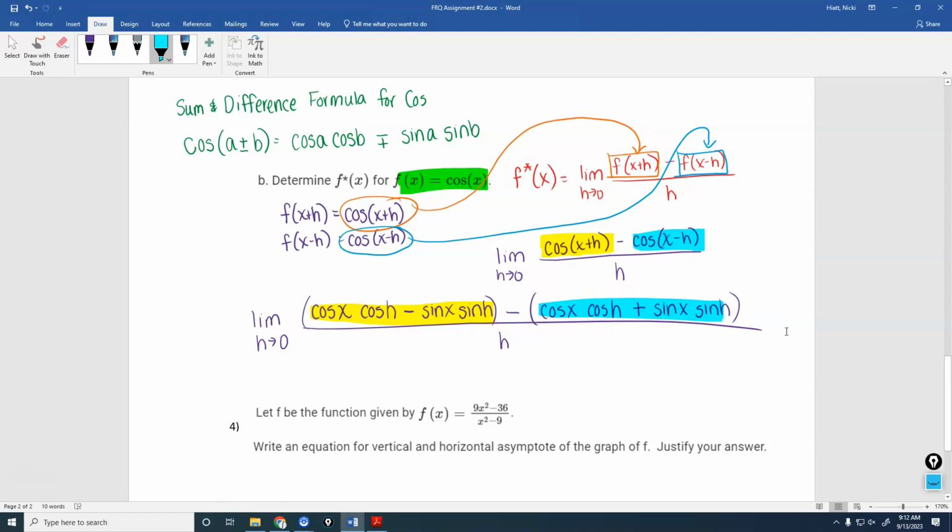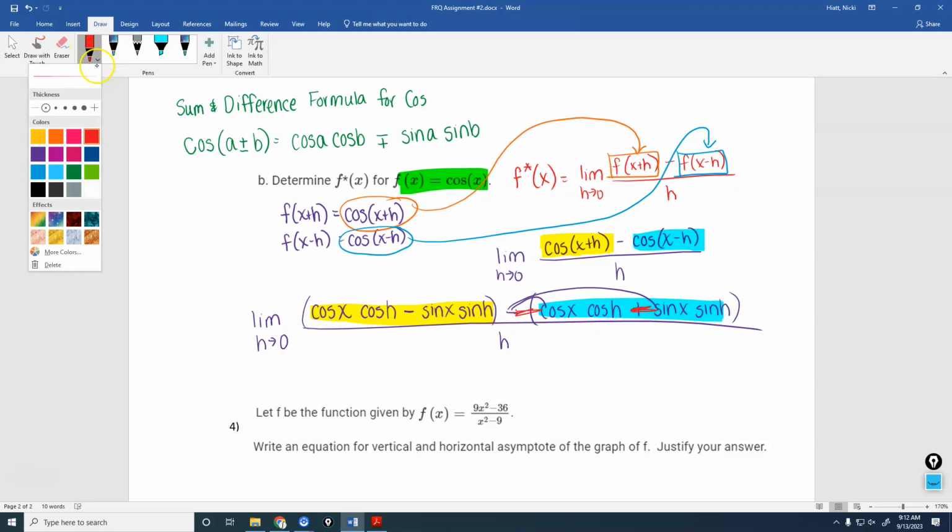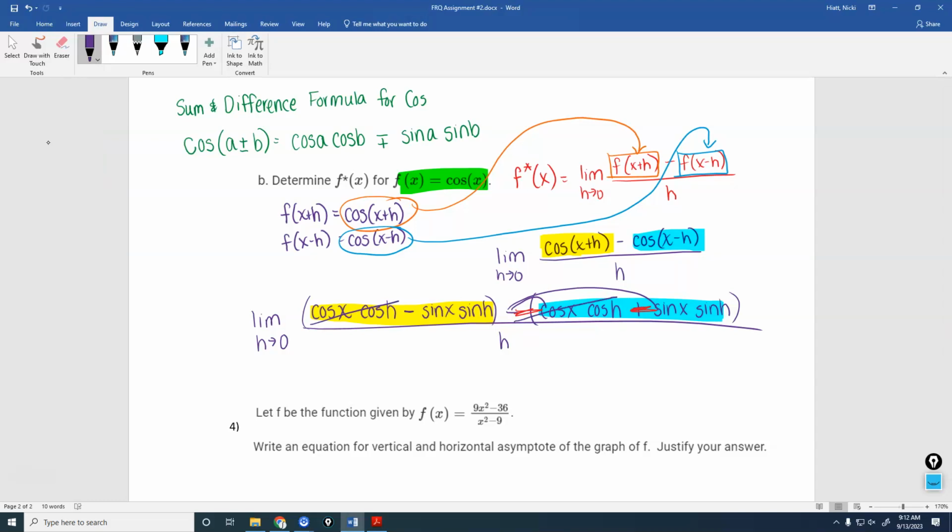So if we do distribute that negative right there, that makes this negative. It also makes this one right here negative. So I don't have to rewrite there. And that means that I have a positive cosine x cosine h and a negative cosine x cosine h. So those will cancel each other out. And now I've got the limit as h approaches 0 of a sine x sine h and another negative sine x sine h, so that's going to be negative 2 sine x sine h over h.